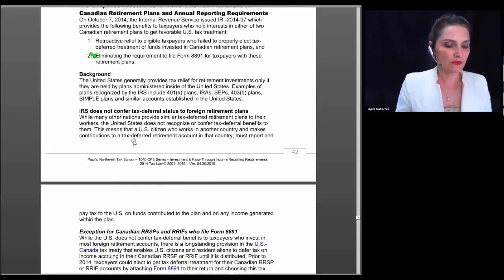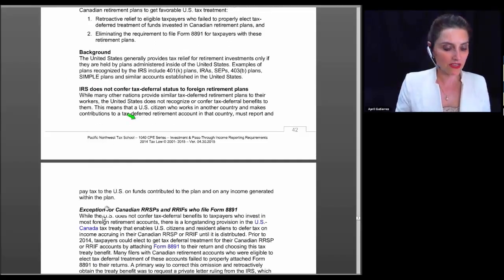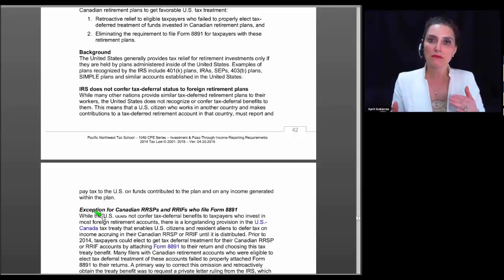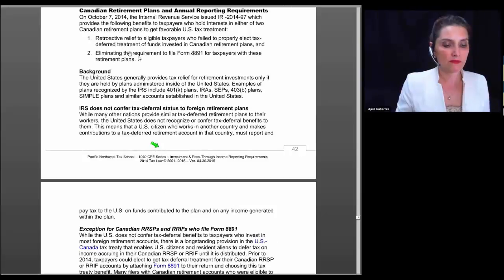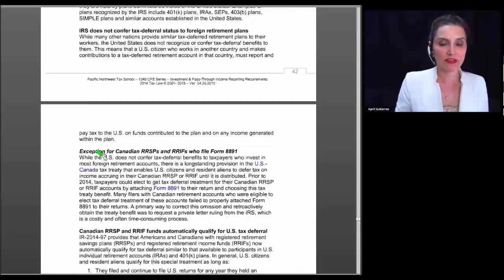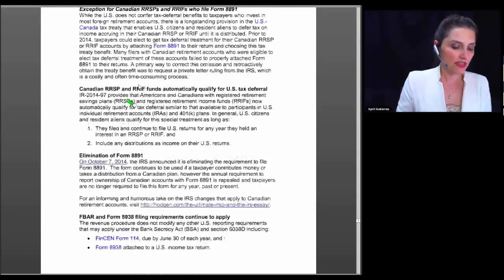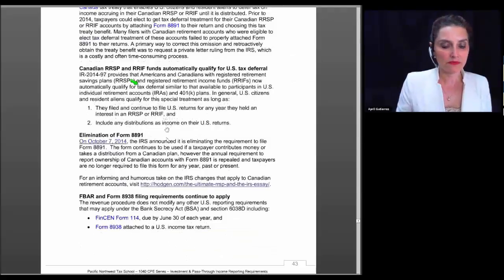So people who have Canadian retirement plans really are the only ones who have an easy go of it. They still need to report the Canadian plans on FBAR and under FATCA. It's not an elimination of that requirement, but it is an elimination of the requirement to file Form 8891 to ask for tax treaty treatment that allows you to defer income on your Canadian retirement accounts. Now, that doesn't cause any relief for people who are from other countries and have retirement accounts in other nations. That's still another complex issue, but at least if you're dealing with a Canadian, you've got it easy.